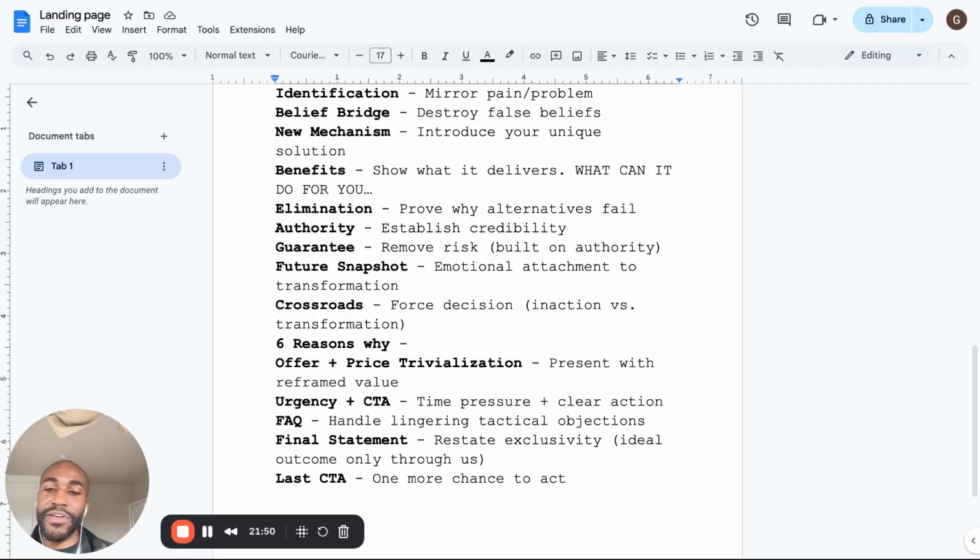And then obviously you have urgency plus a call to action. The reason why you have urgency and a call to action is that you have to tell people what to do, and also people are lazy. They won't take the desired action if you don't prompt them to. So you have to put urgency in there, like this is only for a limited time, or only a certain amount of people that we're taking on, to get them to act and take the desired action you want them to take. And then you have the FAQ, and then you have your final statement, and then a last call to action.